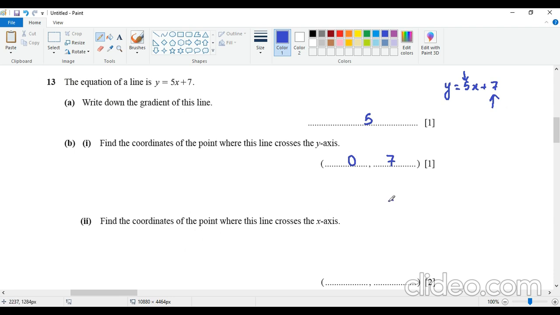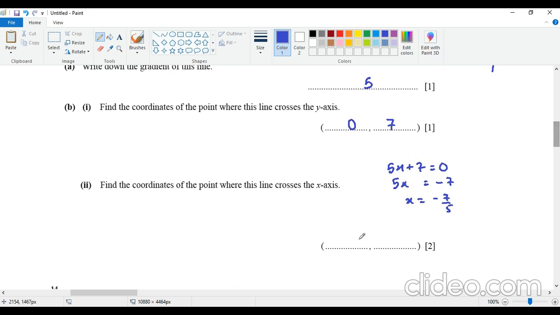Now find the coordinates of the point where this line crosses the x-axis. That means 5x plus 7 equals 0. That means 5x equals negative 7 and x is equal to negative 7 over 5. That means your correct answer is the value of x is going to be negative 7 over 5 and y equals 0.